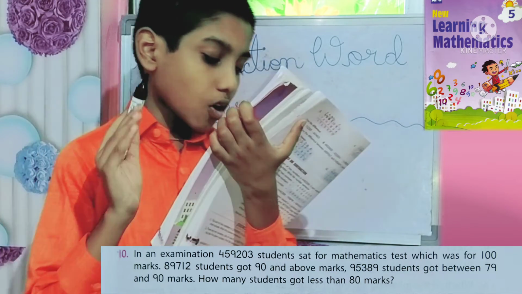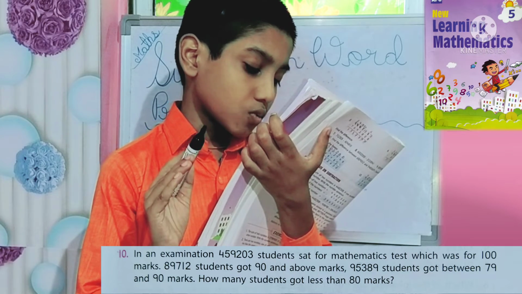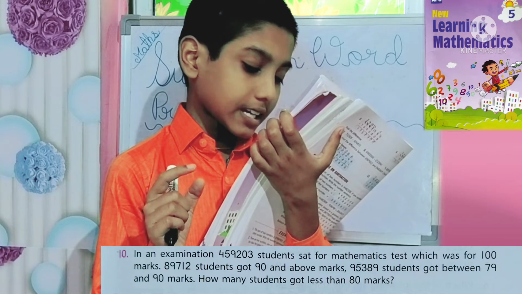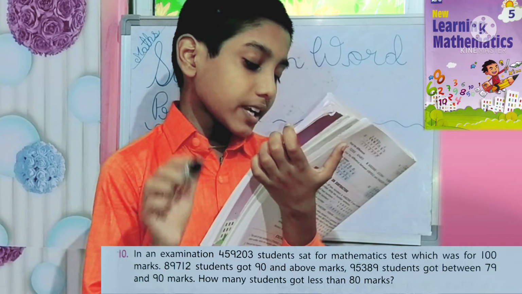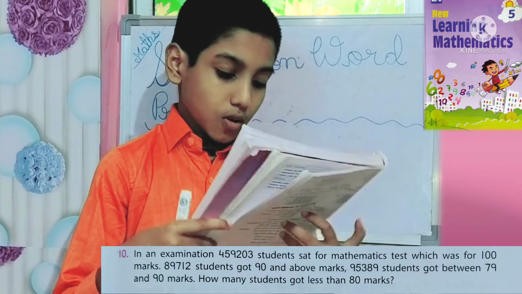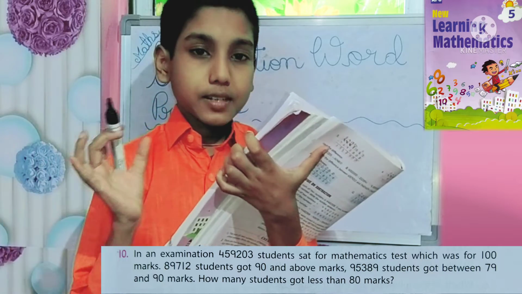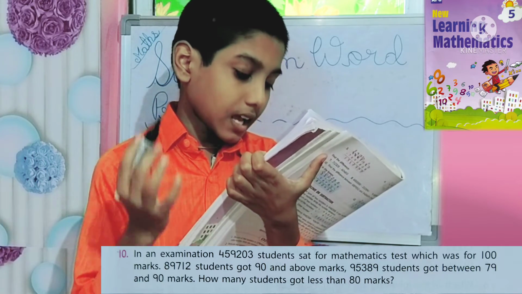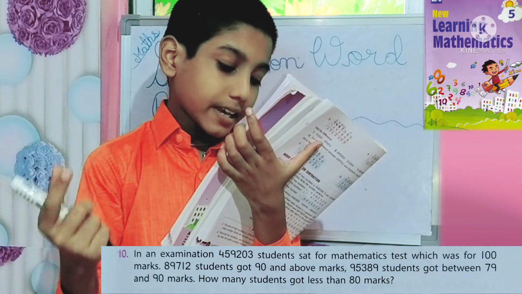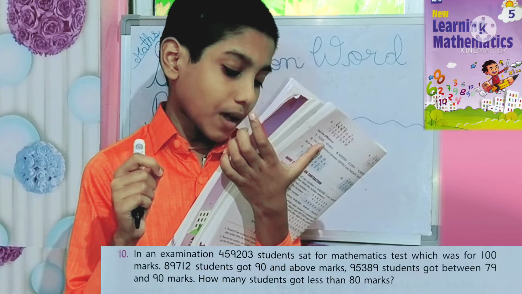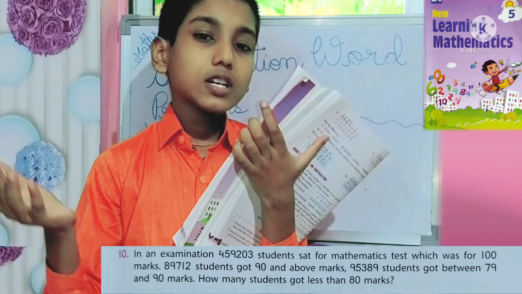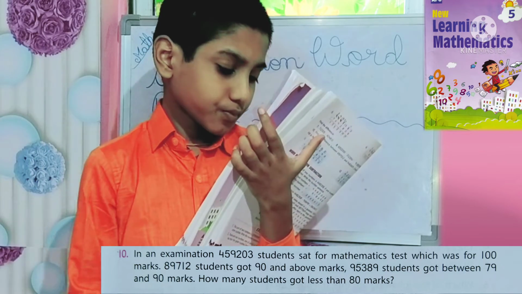Now how many students got 90 marks? 89712, meaning 90 and above marks. How many students got between 79 and 90 marks? 95389. Now it is asked how many students got less than 80 marks. This is a little bit bigger, but it is very easy. Here we have to do 2 steps. First we have to add, and then we have to subtract from the total number of students who sat for the mathematics test.